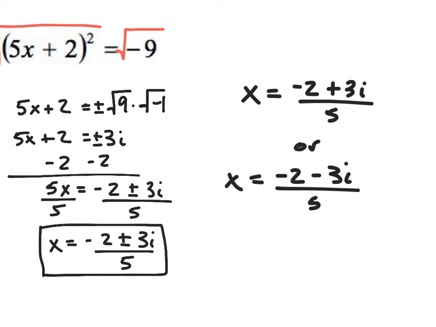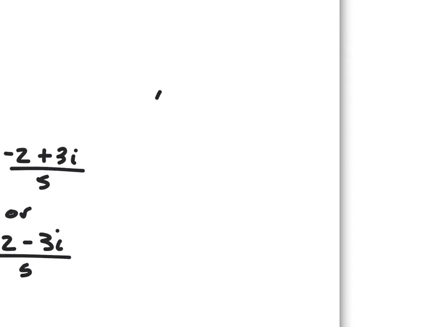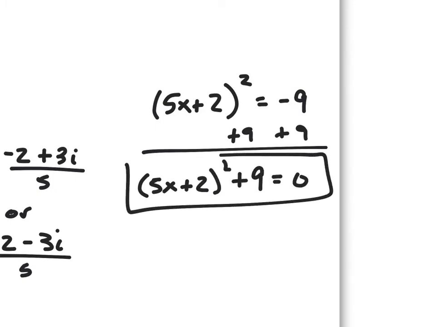And so let's go ahead and plug this into the graphing calculator and see what we get. If I take my original equation, 5x plus 2 squared is equal to negative 9, I would add 9 to both sides. Let's just take a look at that graph. So 5x plus 2 squared plus 9 equals 0. Okay, this is what's going to go into my graph.